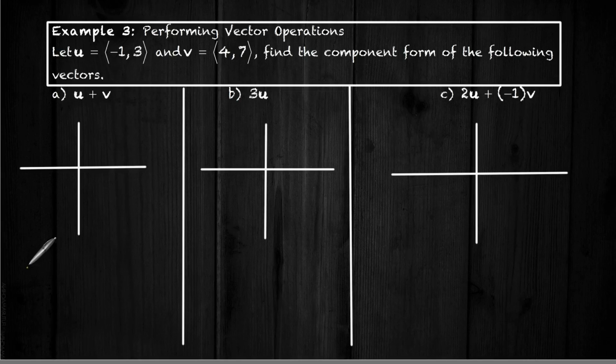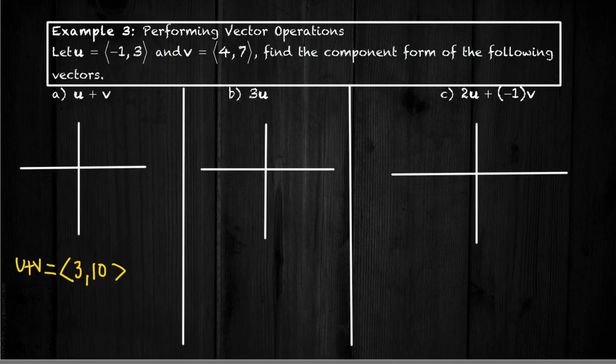So simply, if we figure out what u plus v is, we'll say u plus v is equal to, and all you do is the simplest thing. You just add the x's together. -1 plus 4 is 3. And 3 plus 7, you add the y's together and you get 10. So u plus v is vector 3, 10.